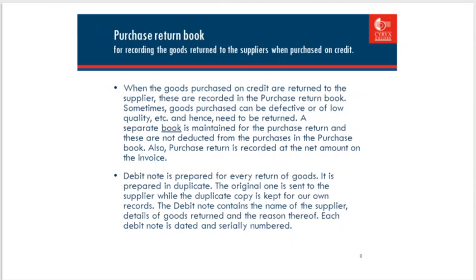A debit note is prepared for every return of goods. It is prepared in duplicate. The original one is sent to the supplier, while the duplicate copy is kept for our own records. The debit note contains the name of the supplier, details of goods returned, and the reason thereof. Each debit note is dated and serially numbered.